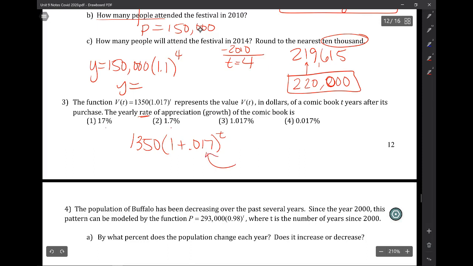And clearly these are given as percents, so I'm going to convert my rate of 0.017 into a percent. So, swing, 2 times 1.7%. And so my answer is option 2.